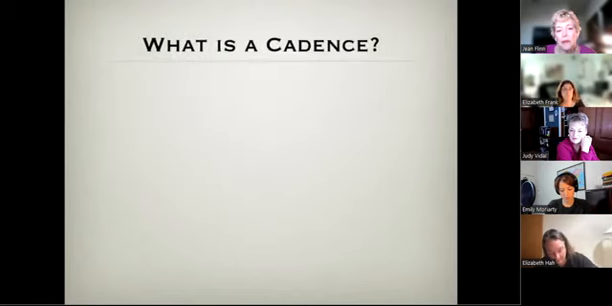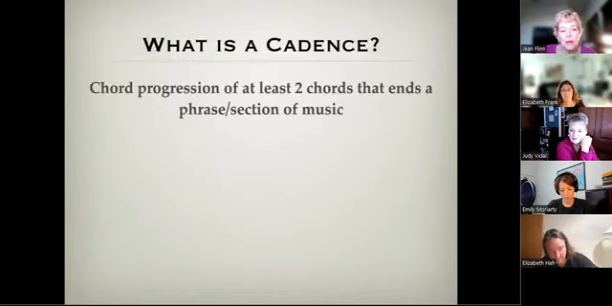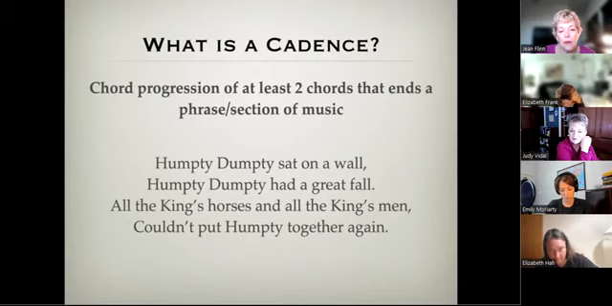So firstly, what is a cadence? Well, a cadence is simply a chord progression of at least two chords that ends a phrase or a section of music. Music is like spoken word. It's divided into phrases and sections. Let's have a look at an example in spoken word. Here's a well-known children's rhyme. Humpty Dumpty sat on a wall. Humpty Dumpty had a great fall. All the king's horses and all the king's men couldn't put Humpty together again.